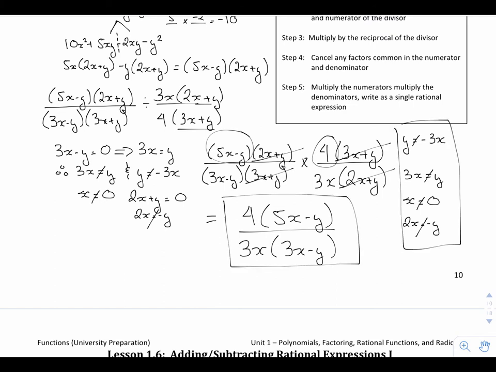You may see in textbooks that sometimes they actually end up multiplying the numerator throughout and just expanding it, but they leave the denominator in factored form. Either way, they're both correct answers, correct forms.